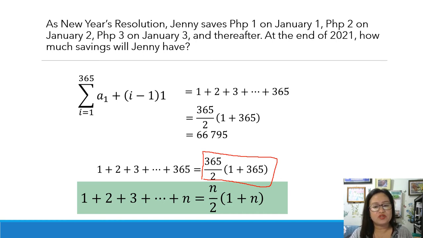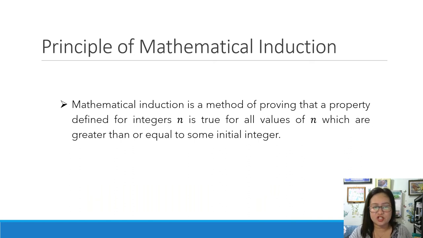Now, in order to prove that this formula holds true for any situation of the same setup as the problem, we have to prove it using a mathematical explanation or probably an algebraic solution that will show to everyone that these two expressions are equal. Now, in proving formulas such as this, we have to use the principle of mathematical induction. By definition, mathematical induction is a method of proving that a property defined for integers n is true for all values of n which are greater than or equal to some initial integer.